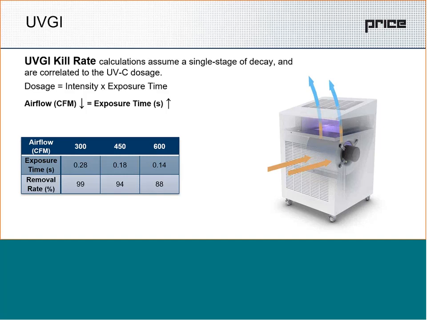So the wrap itself, with its UVGI canopy above the fan deck, is actually creating an amount of time and an air path to affect that. And it also has a lot of reflection in there to keep the light in that cabinet, but also to increase the kill rate so that we can get these effective removal rates.